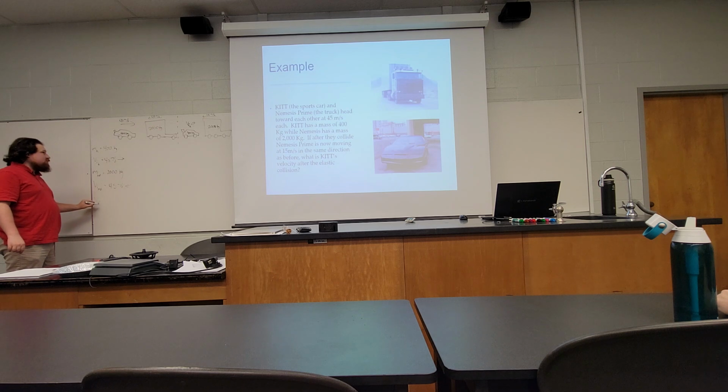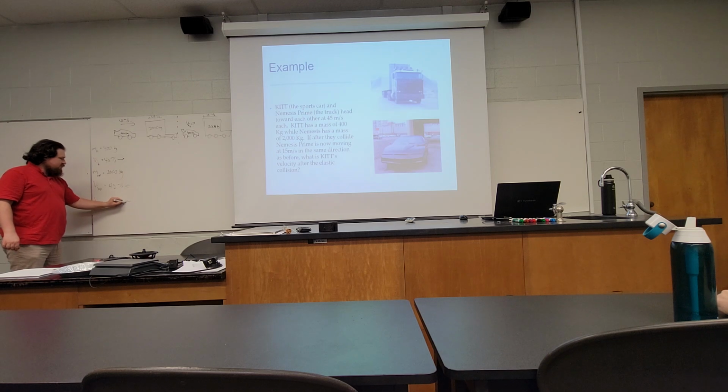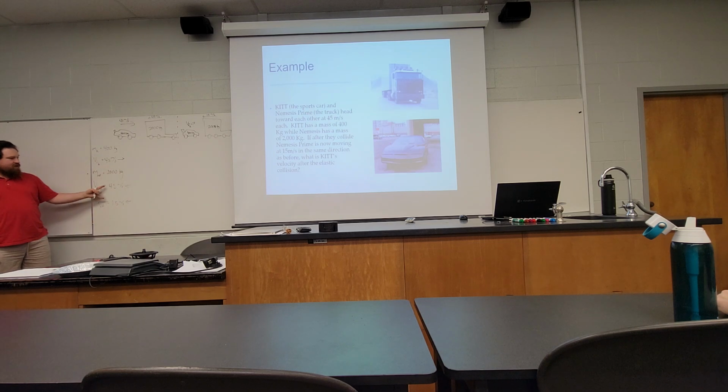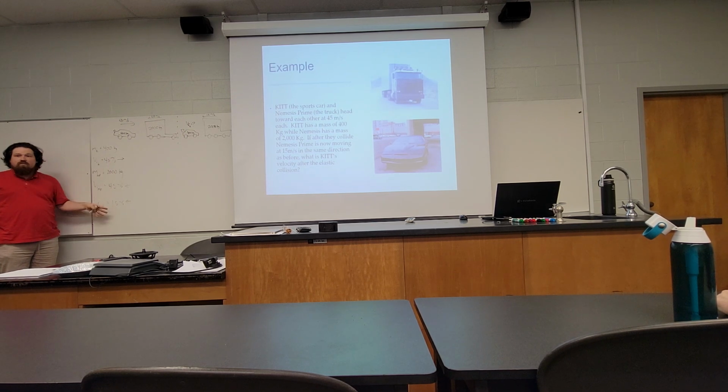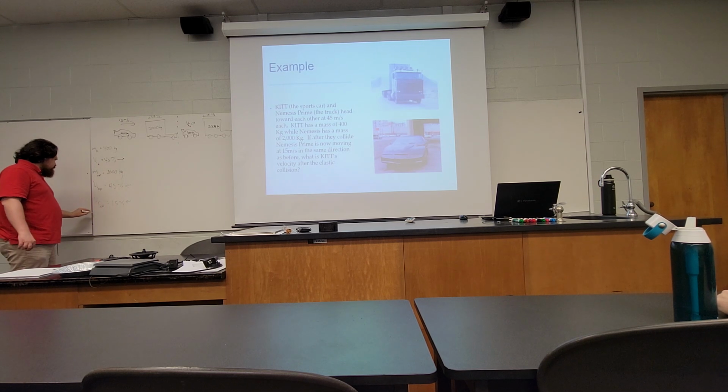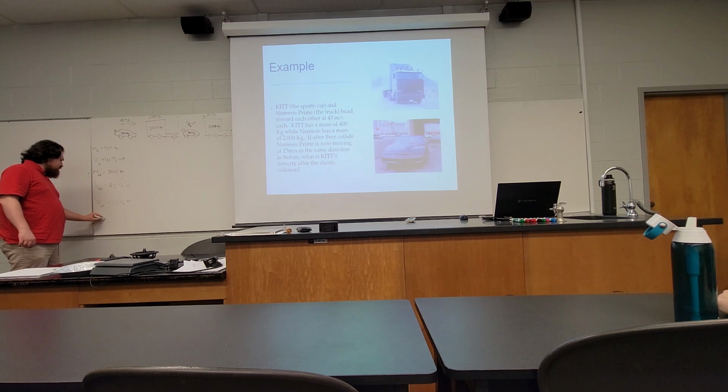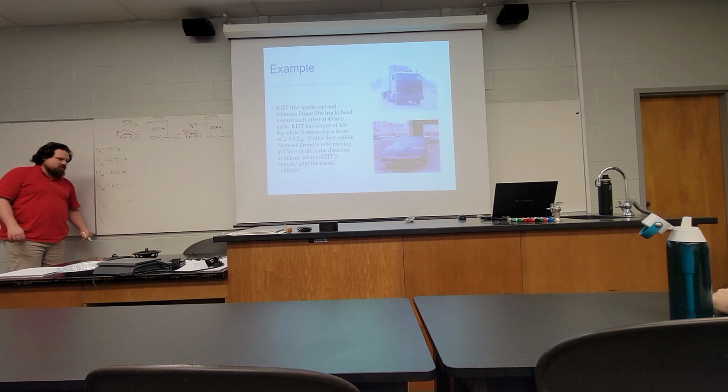So we do know velocity final Nemesis Prime, 15 meters per second, in its original direction. I'm likely going to call these negative numbers. Again, they're opposite this one. One of the sets has to be negative for that reason. And our current unknown is velocity final Kit, velocity final sports car.